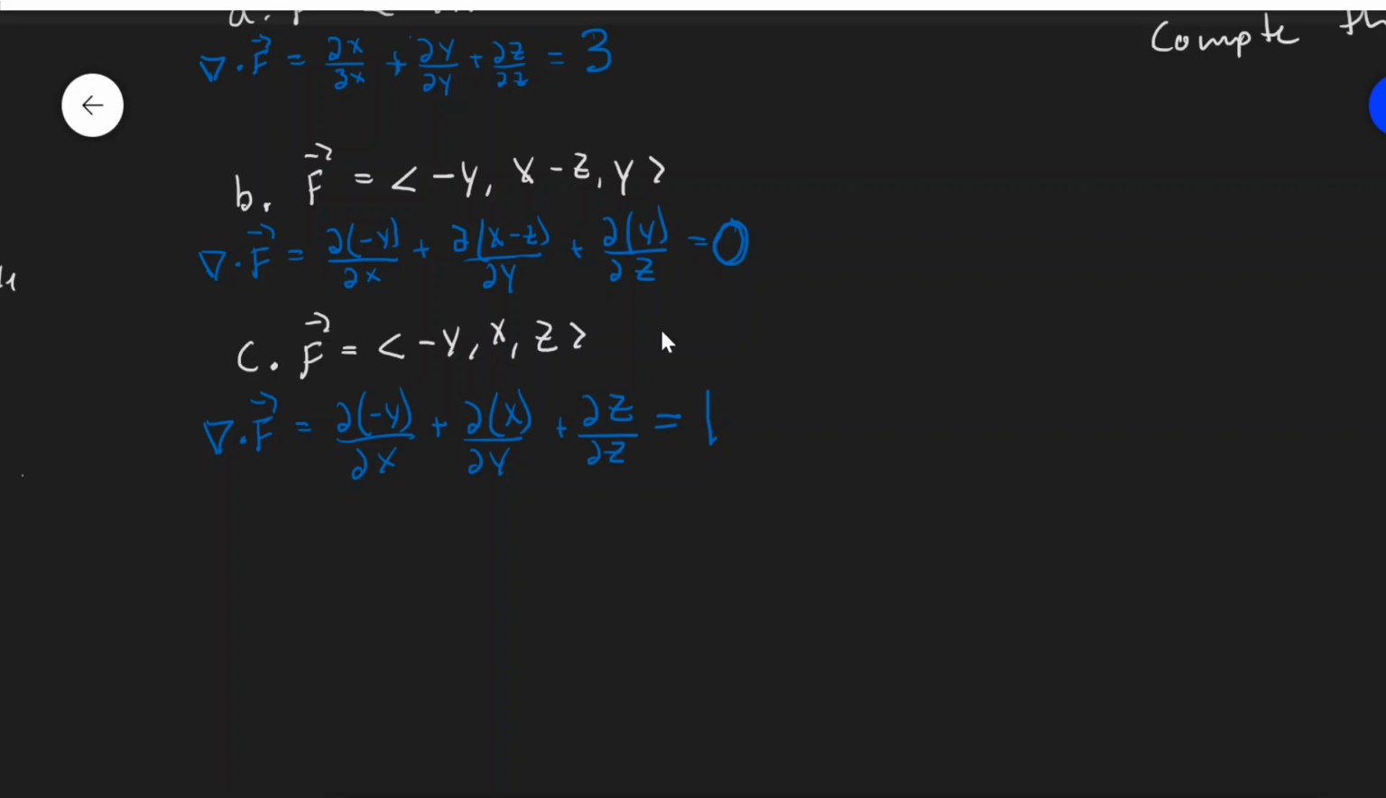But since this vector field has the z in its z component, it's expanding upwards. And so the net effect of this is that the vector field is expanding less so than this first one, but still expanding at every point. And so it's not too bad to actually calculate this.